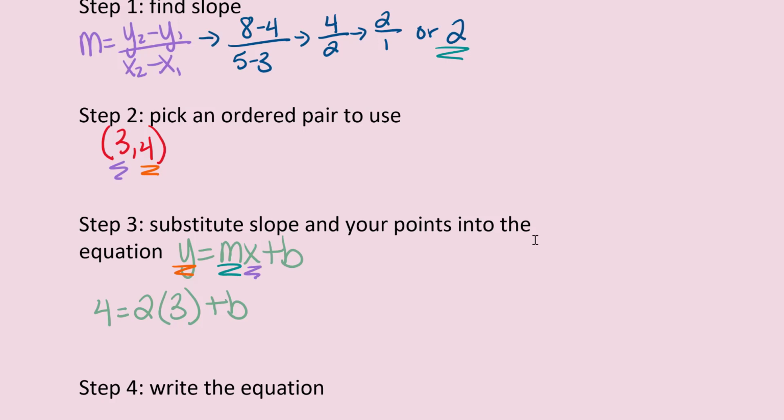So again, the 4 came from our ordered pair. Our slope came from our slope. And that 3 came from the x value. That's where all of these came from. So now I have that 4 equals 2 times 3 plus b. So I have 4 equals 2 times 3 is 6 plus b. In order to get b by itself, I need to subtract 6 from both sides. And I end up with b equals 4 minus 6 is negative 2.